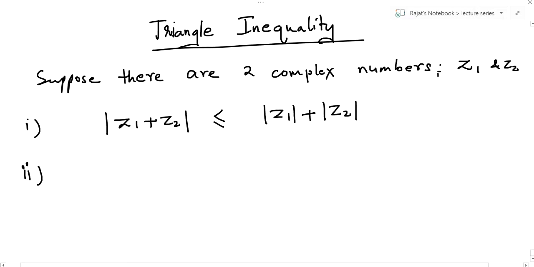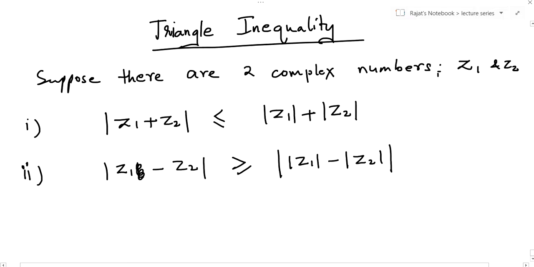Okay, and the second inequality states that modulus of Z1 minus Z2 is always greater than equal to modulus of Z1 minus modulus of Z2. Okay, so don't get nervous or don't be awed by this nature of the expression. Actually, if you will understand the concept behind it, you will find it extremely easy. It's very intuitive.